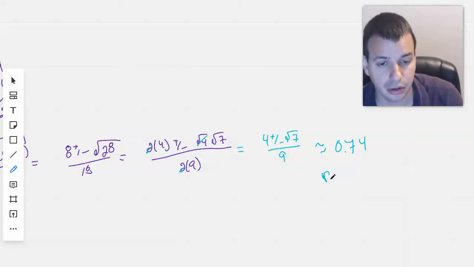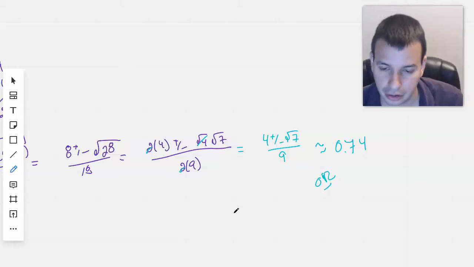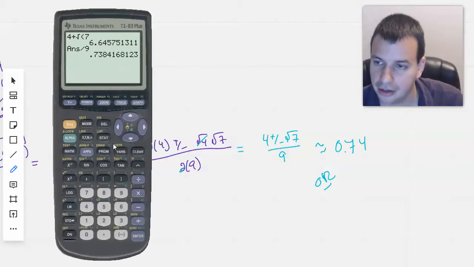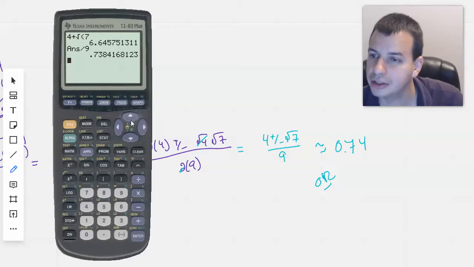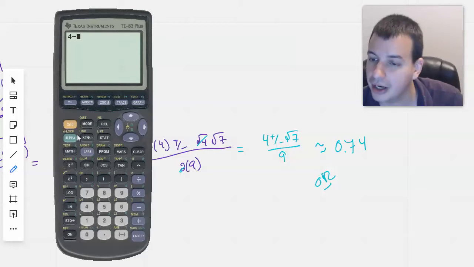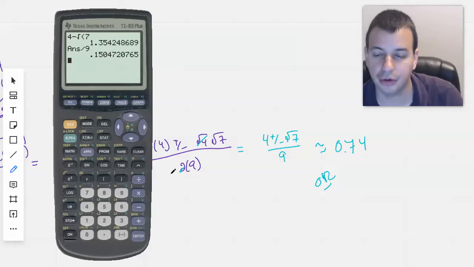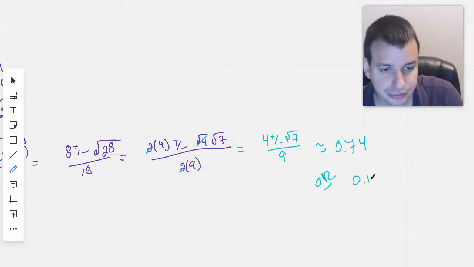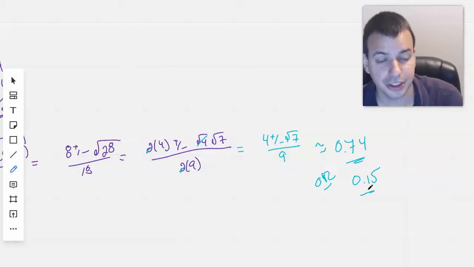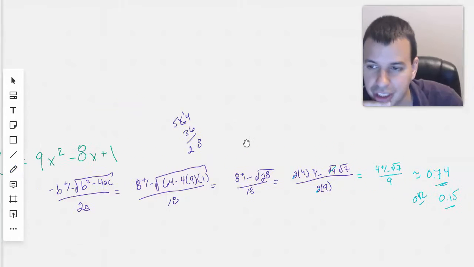0.74. Or, go back to our calculator. 4 minus square root of 7 divided by 9. We have 0.15. So we have 2 more points here. So we're going to put those on our sign chart.